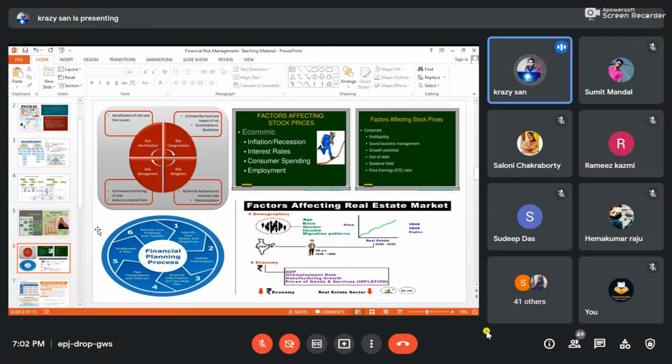Factors affecting stock prices. If you see it corporate-wise, the business is not profitable. So if that is there, it's affecting. So you have to be very sure about profitability, then sound business management, growth potential, size of debt, dividend yield, price earning ratio. These play a role in how the corporate affects the stock prices, along with inflation, recession, interest rate, consumer spending, and employment.